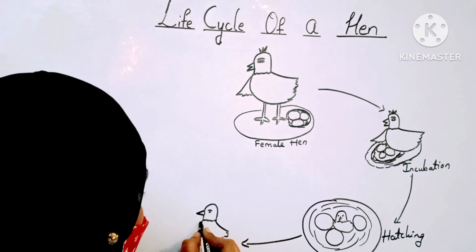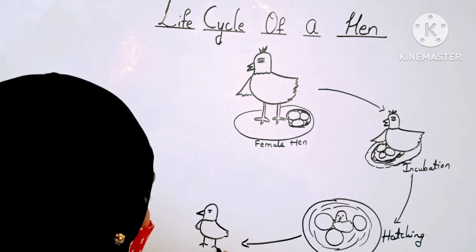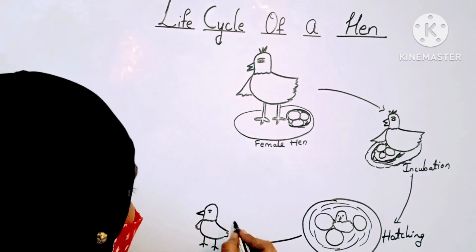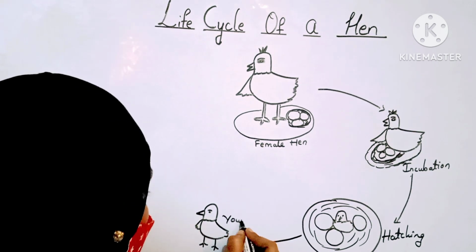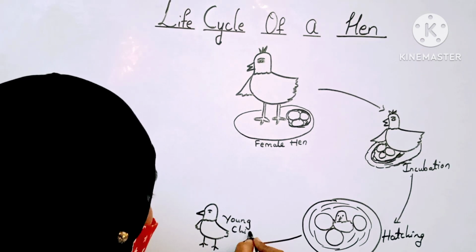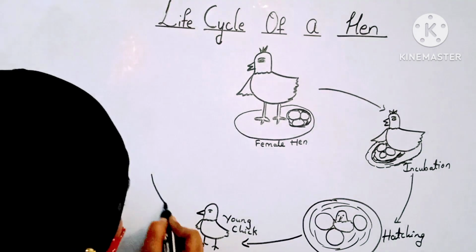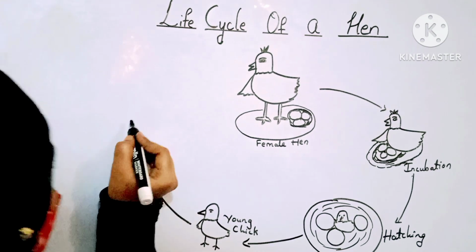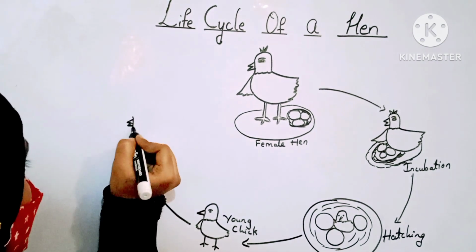The young birds hatched will not have feather and they cannot fly, isn't it? They are very small. They cannot take care of themselves. They are dependent on their mothers for their needs and for the requirements. Yes, the young chick. What is the next stage?